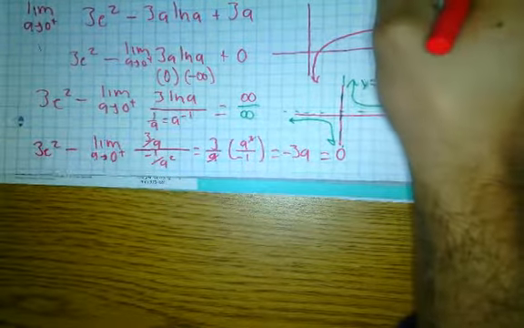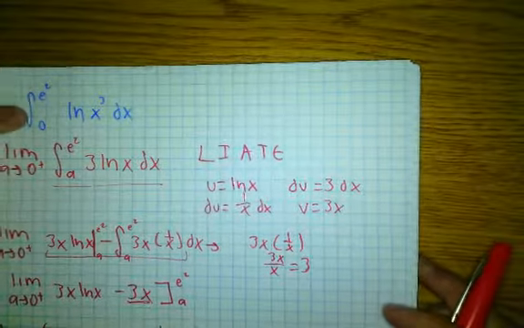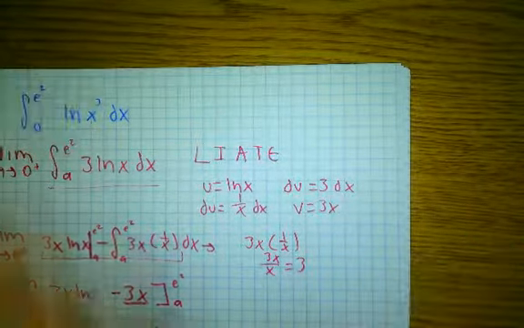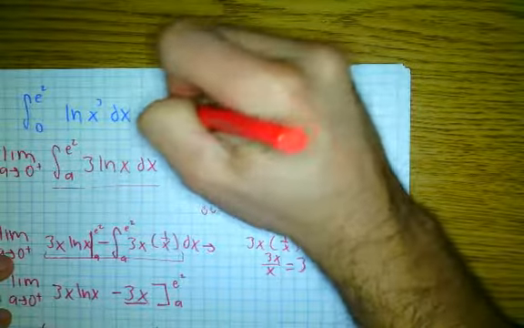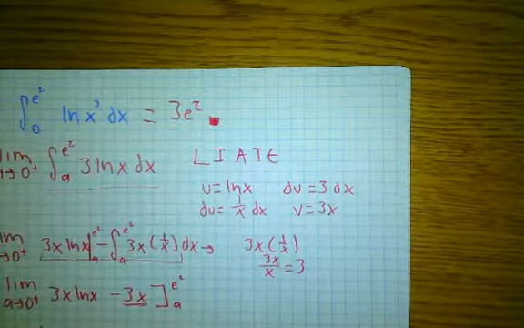So if we go back and you answer the question, I'm getting lazy and I don't want to waste another piece of paper. I'm going to say, therefore, the integral from 0 to e squared of natural log of x cubed dx is equal to what? 3e squared. Wow. And we're done.